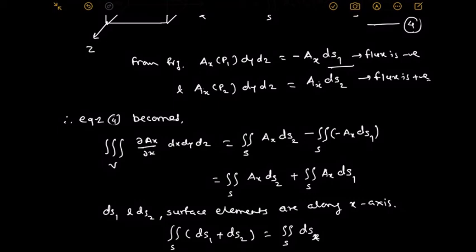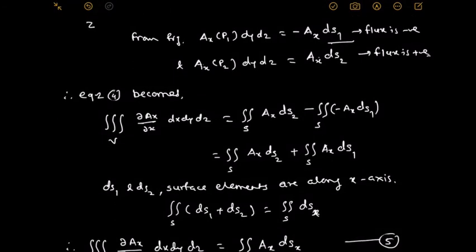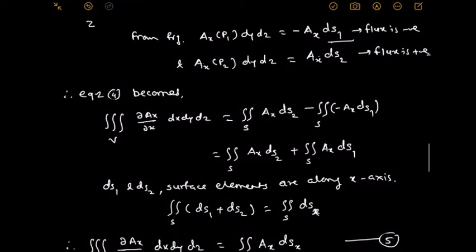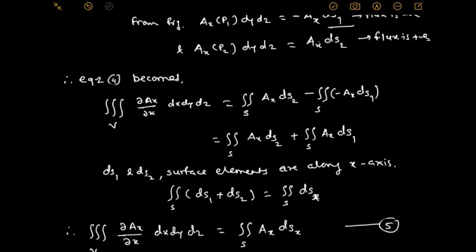Now what are ds1 and ds2? These are the small surface elements of the small portion of the surface taken along the x-axis, and therefore the surface integral of ds1 plus ds2 is nothing but the small surface element along the x-axis, that is, the surface integral dSx. Hence, we write the above equation again in the simplest form: the volume integral of ∂Ax/∂x dx dy dz is equal to the surface integral Ax dSx.